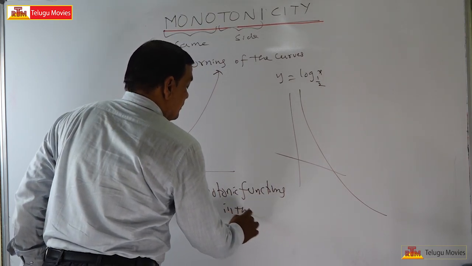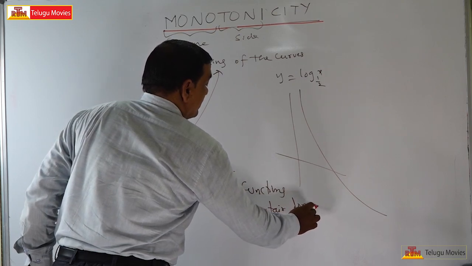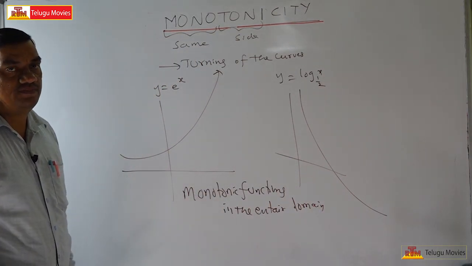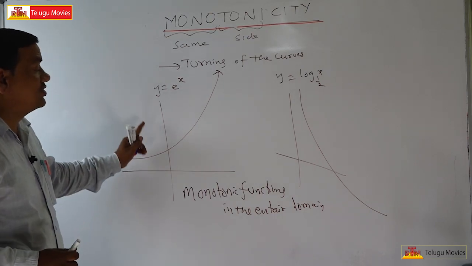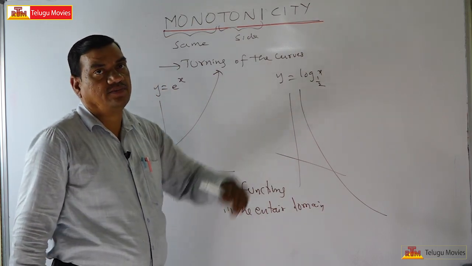In the entire domain of the given function, such type of functions are called monotonic functions. Either it should increase or decrease.